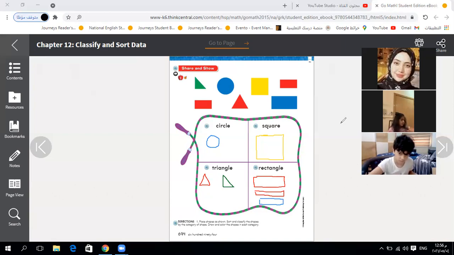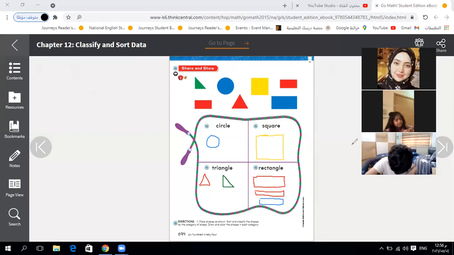So we have here the word circle. I just put the circle in here. We have only one circle, Hala, okay? And we have the square here. We have only one square. I will put it in the category, okay? I put it in the right category. We have a triangle. We have two triangles in here, and in the rectangle category we have three rectangle shapes. Okay, put them in the right category. Draw, guys, and color the shapes in each category.